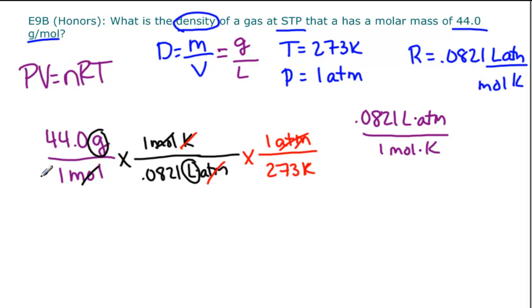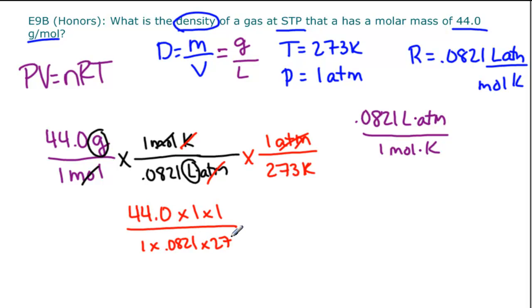Now if I take all of my units out and I just look at numbers here, I see 44.0 times 1 times 1 over 1 times 0.0821 times 273. And I can put this into my calculator now, and I'm going to get a density of 1.96 grams per liter. And anytime they give you a molar mass and ask you to find a density, this is what you're going to set up and do.